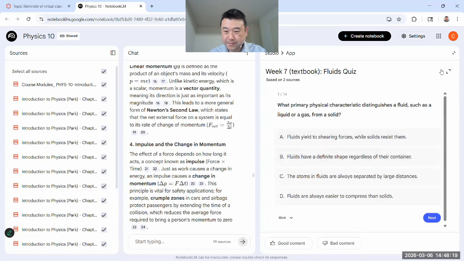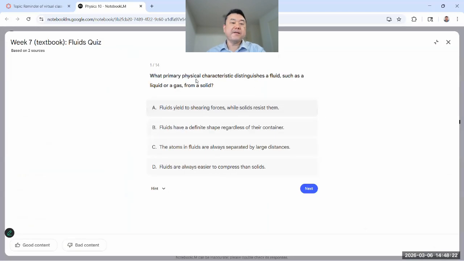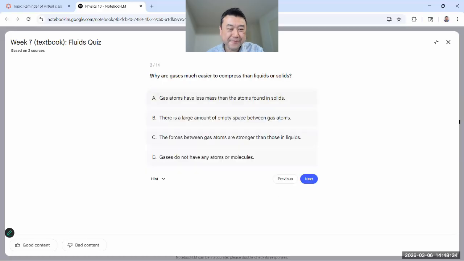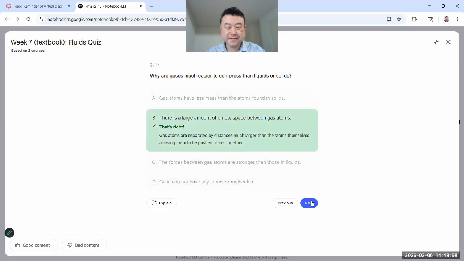So here's the textbook-based quiz. Can I maximize it? Yeah, okay. What primary physical characteristic distinguishes a fluid? The textbook says it yields to shearing forces. Yeah. Why are gases much easier to compress than liquids or solids? I don't know. Let me read the choices. It's a bunch of reasons. I guess the atoms are kind of farther apart, and the force between them is less. So not that. Large amount of empty space, sure. Yeah, that seems most correct of all the choices that I see.